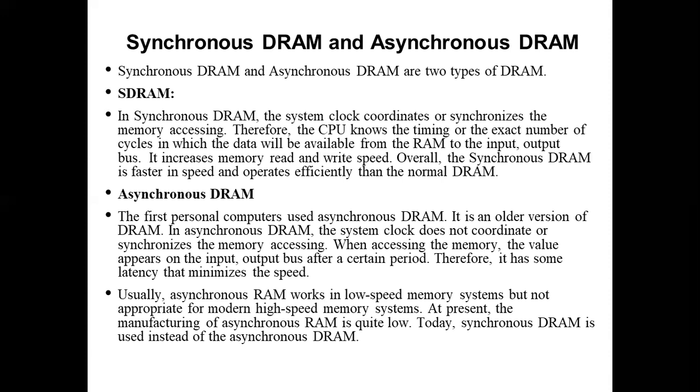Usually, asynchronous RAM works in low speed memory systems, but is not appropriate for modern high speed memory systems. At present, the manufacturing of asynchronous RAM is quite low because it is not in use. Everyone wants fast RAM, so there is no requirement for the asynchronous dynamic random access memory. Today, synchronous DRAM is used instead of asynchronous dynamic random access memory. So I feel you got the basic difference between the synchronous and asynchronous. So this was all about the synchronous dynamic random access memory and asynchronous dynamic random access memory.